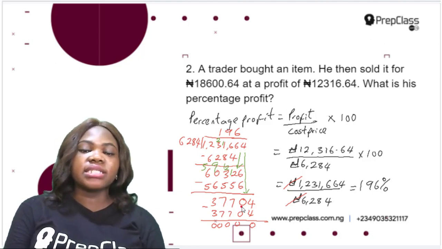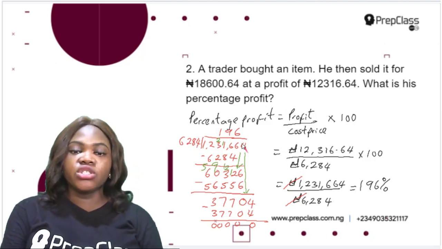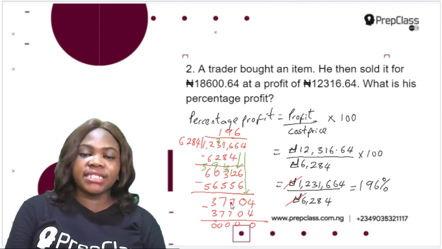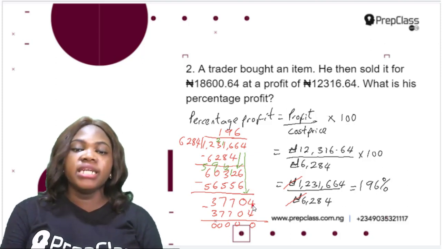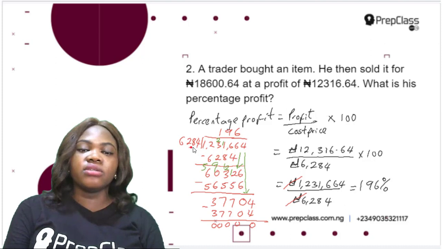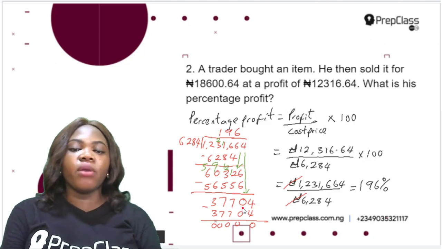3,770. 3,770 is not divisible by 6,284. So this means we drop down the next digit, which is 4. So now we have 37,704 divided by 6,284. The answer is 6. 6 times 6,284 is 37,704. 37,704 minus 37,704 is 0.